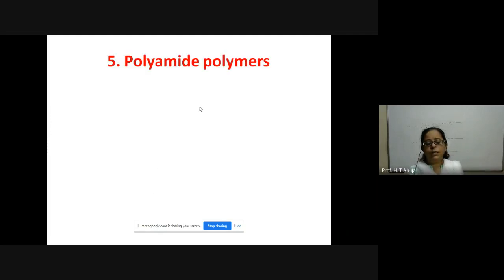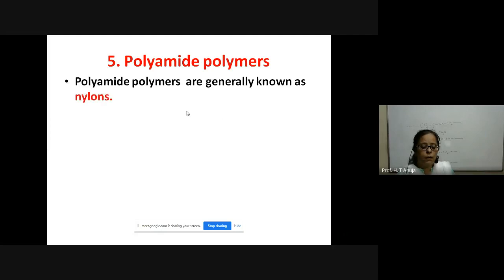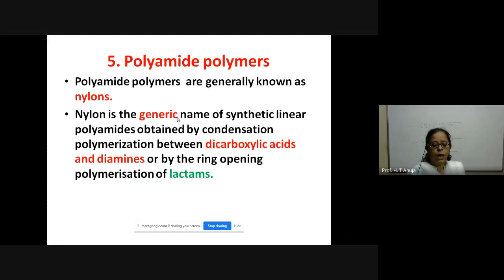Now, we'll start with the next category of polymers. These are called polyamide polymers. Polyamide polymers are generally known as nylons. Nylon is the generic name of these synthetic linear polyamides, which are obtained by condensation polymerization. See the word I'm using here. Earlier I said that was an addition reaction: the whole molecules were added and nothing was liberated.